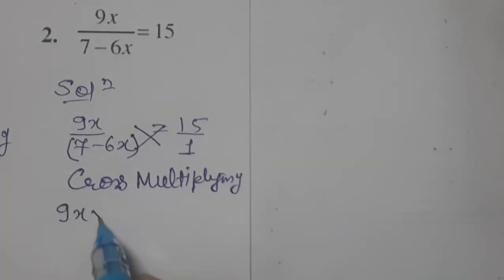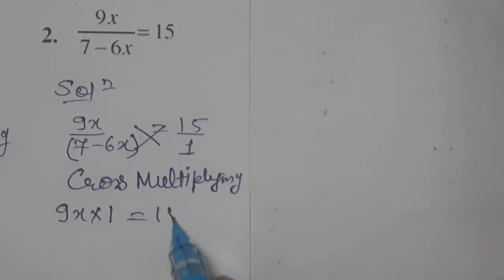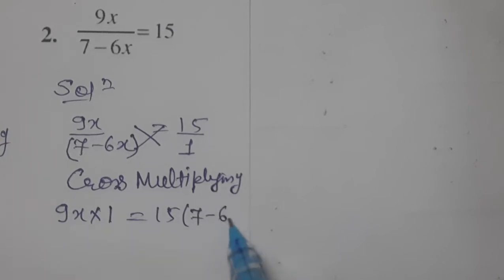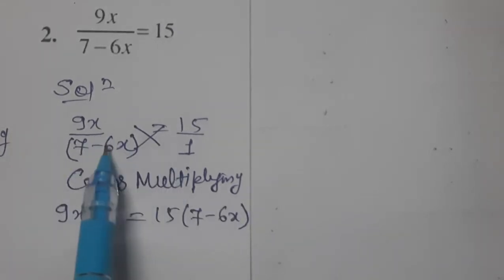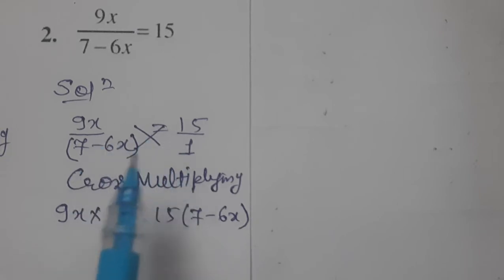9x into 1, 15 into 7 minus 6x. So we have multiplied cross. We can multiply in any order, this to this or this to this. It doesn't affect the question.